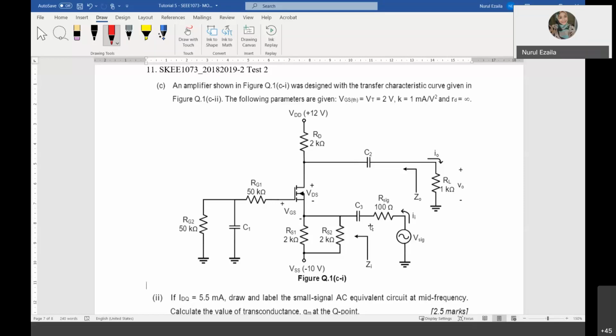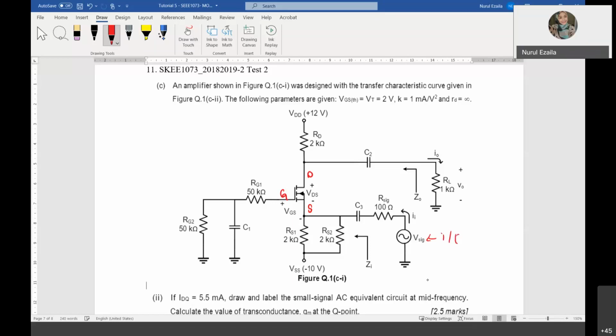After that you can draw your AC equivalent circuit from point to point. How about this one? Is it the same as in the example? No, not the same. So what common is this? Can someone give me the answer? So this is gate, drain, and source. Common gate. So look at the input: where is the input? The V signal, of course.